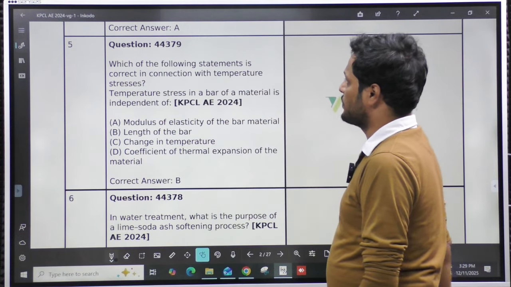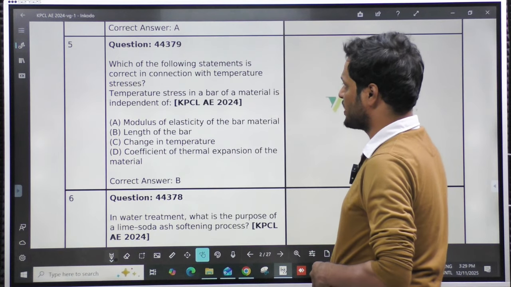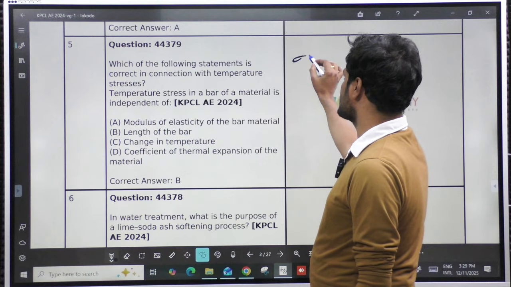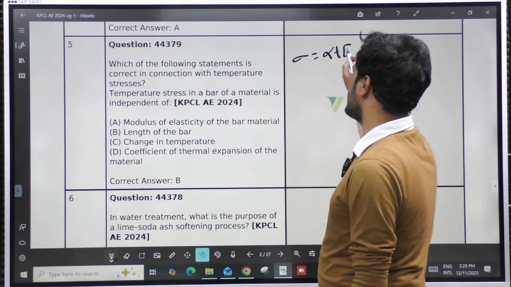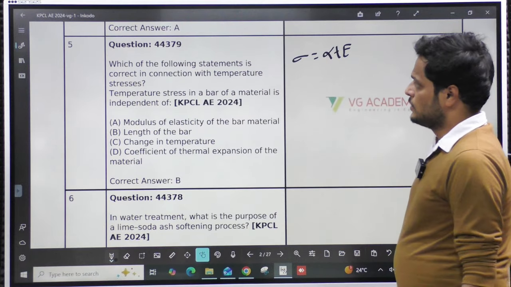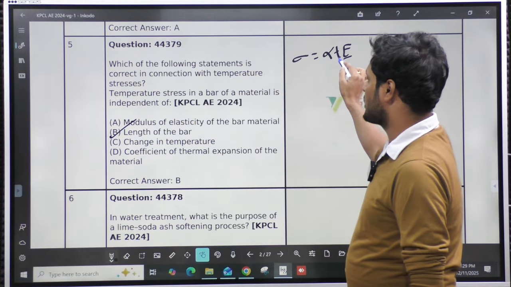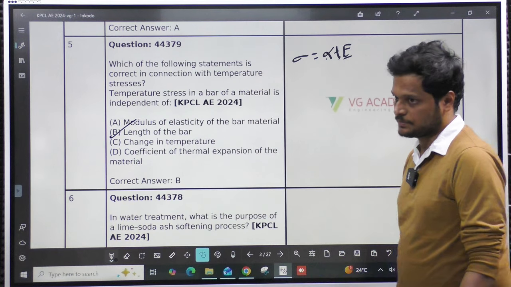Which of the following statements is correct with respect to temperature stress in a bar? So temperature stress is given by sigma is equal to alpha T E. So it depends on the modulus, independent of length, change in temperature, coefficient of thermal expansion.